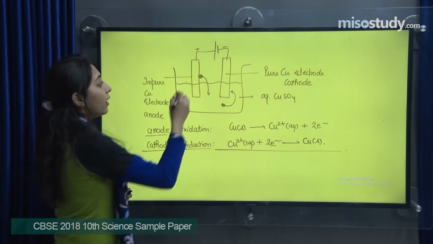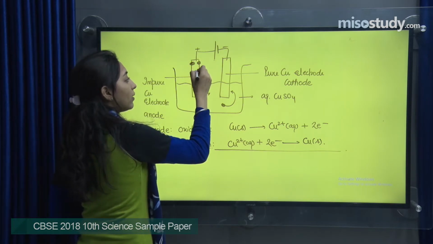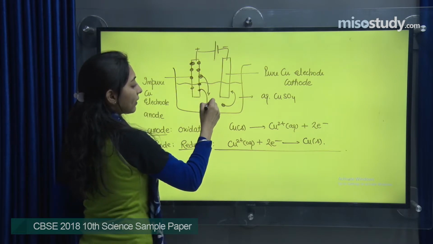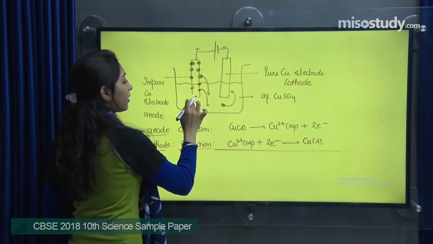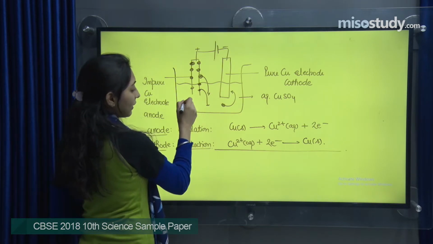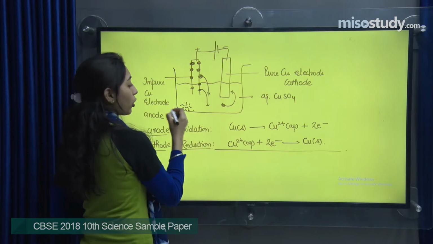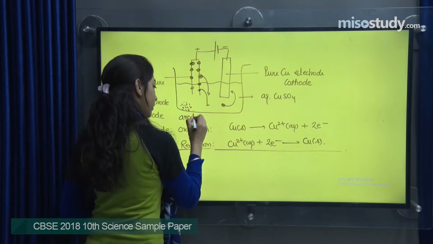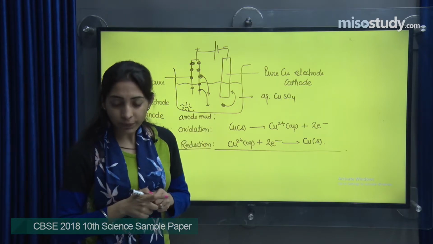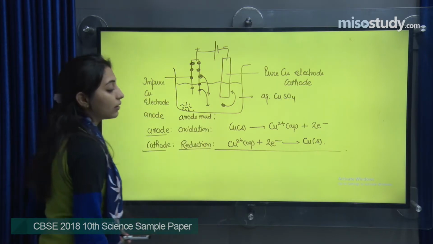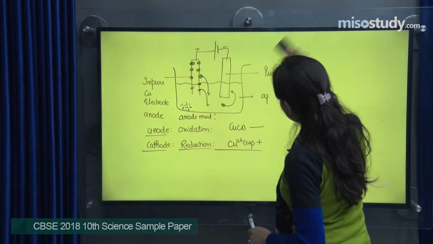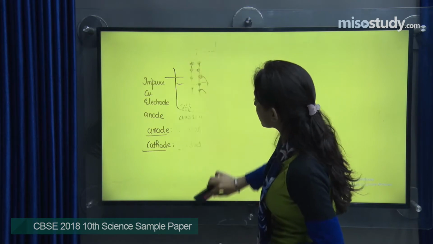What is happening? Only the copper metal from the impure electrode will get oxidized and converted into Cu2+, and the remaining impurities will keep on falling and get collected at the bottom of the anode, which will be known as anode mud. So this was the detailed answer for this particular question that I had discussed with you people. I think this particular question is also clear.